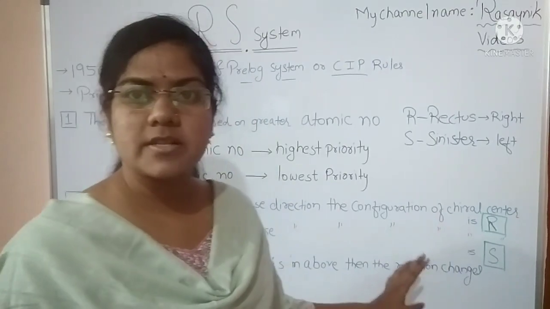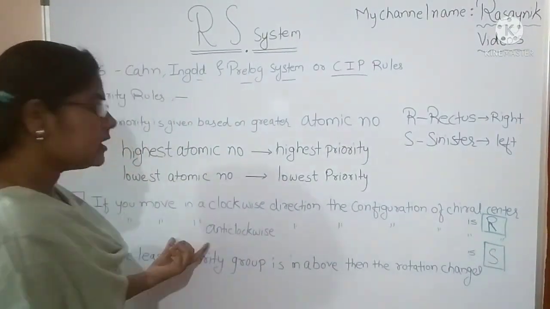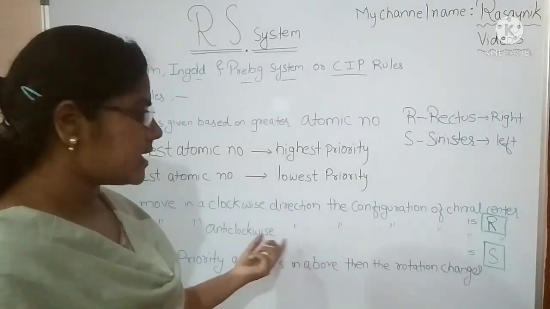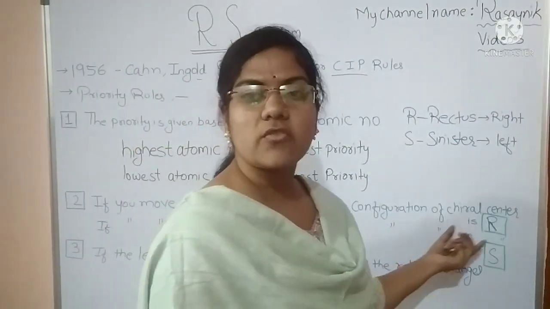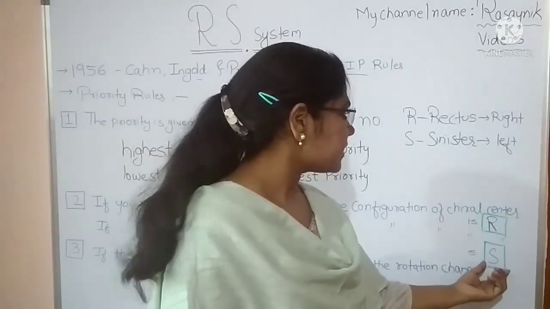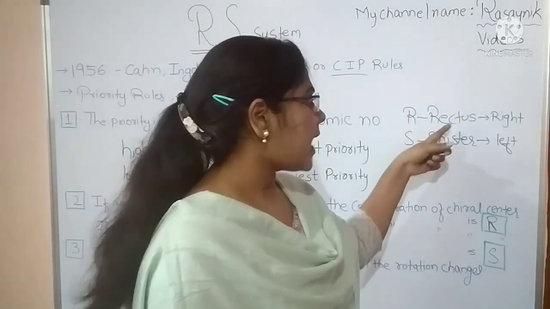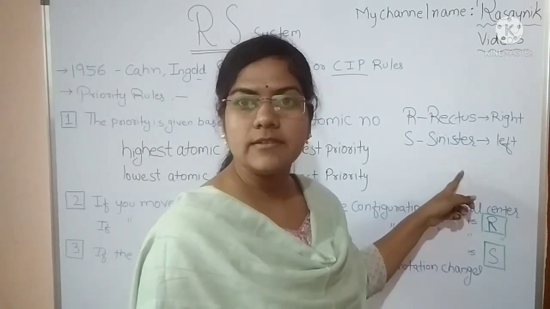We will take some examples so that we can go in an easy way. If you move in an anti-clockwise direction, then the configuration of the chiral center is S, meaning sinister. Sinister means left. Sinister and rectus are Latin words.